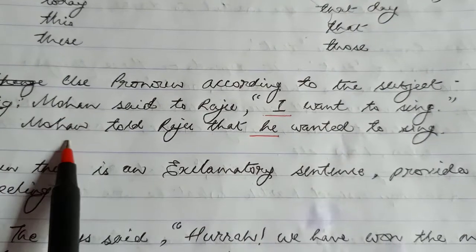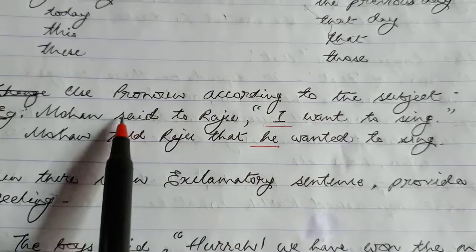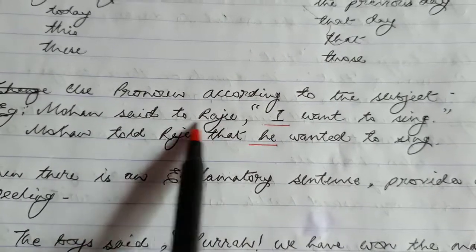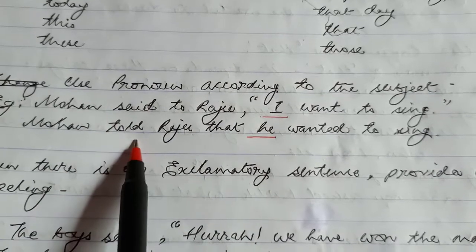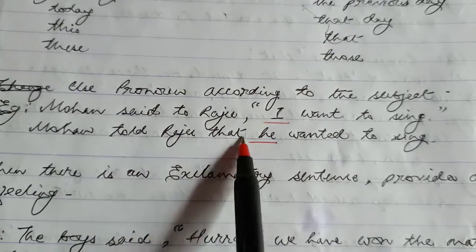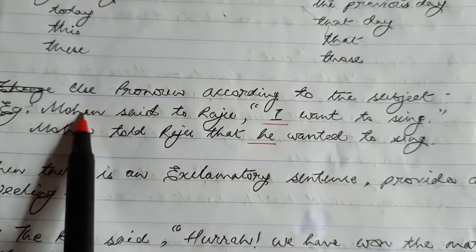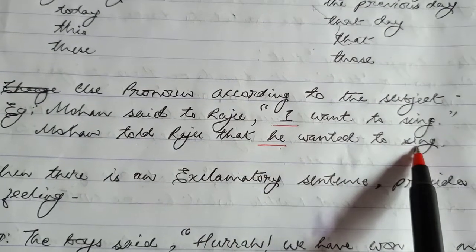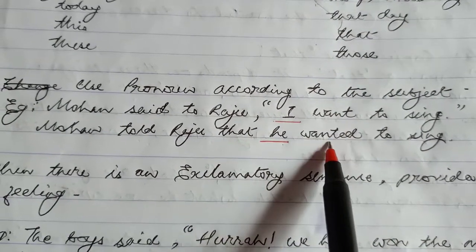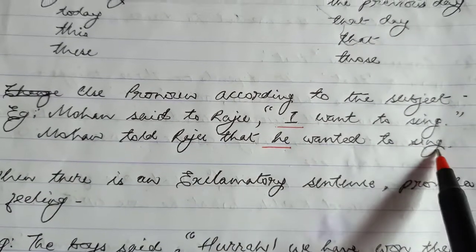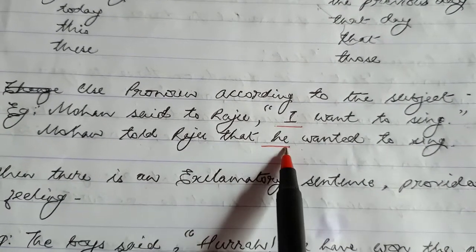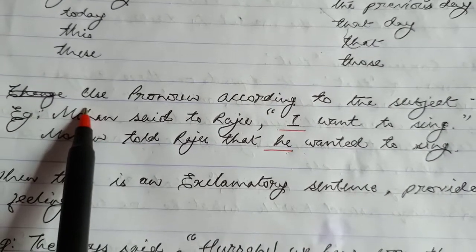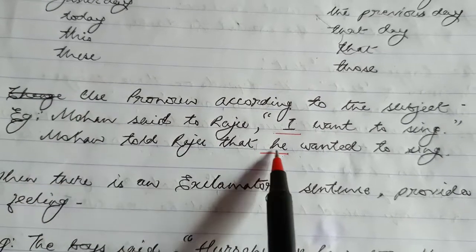So I is Mohan. So Mohan told Raju, because with said to, there is an object also. When there is an object, said will become told. When there is no object, said will remain said. So Mohan told Raju that he. Since I is for Mohan, and Mohan is of masculine gender, we have used the word he as pronoun. He wanted to sing, right? We have also changed the tense. Want became wanted. So Mohan told Raju that he wanted to sing. I became he, because the pronoun is changed according to the subject. Mohan is a masculine subject, so we have changed I into he.